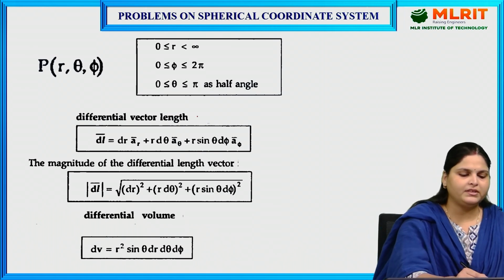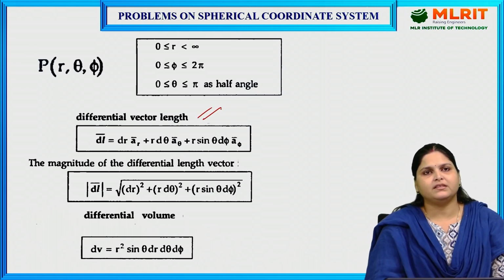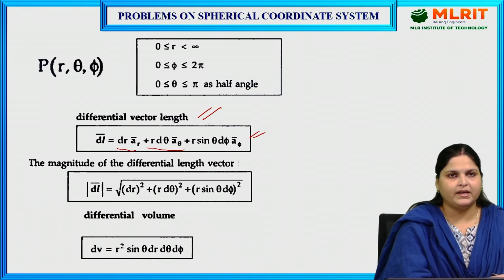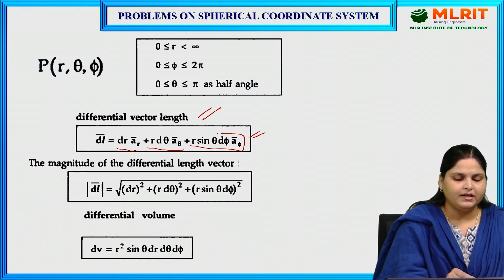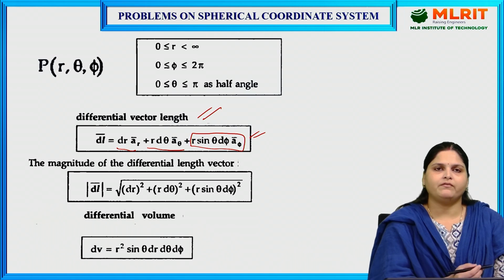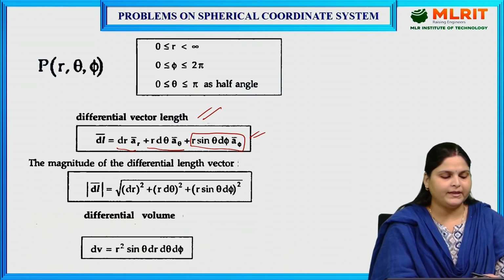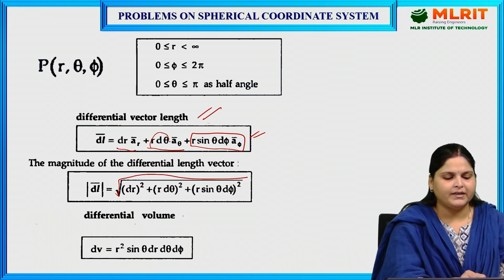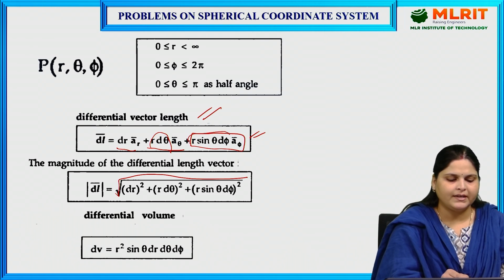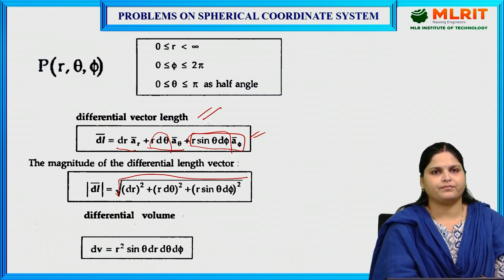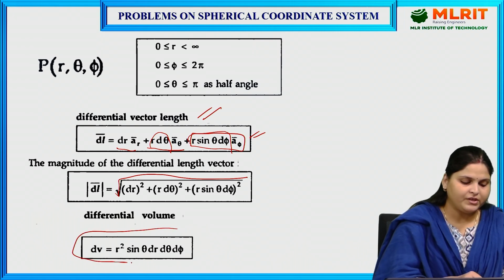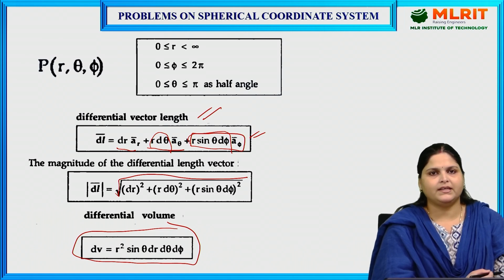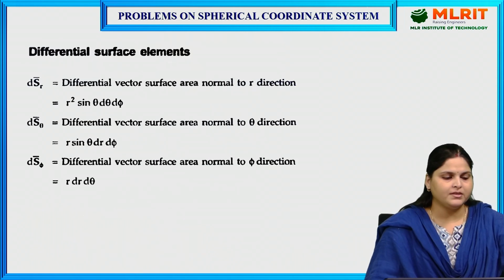Now we will talk about the differential vector length. The differential vector length dl can be written as dr a_r plus r d theta a_theta plus r sin theta d phi a_phi. The magnitude of the differential length vector, mod of dl, is the square root of dr squared plus (r d theta) squared plus (r sin theta d phi) squared. Also, the differential volume is dV equals r squared sin theta dr d theta d phi. These are some formulas.